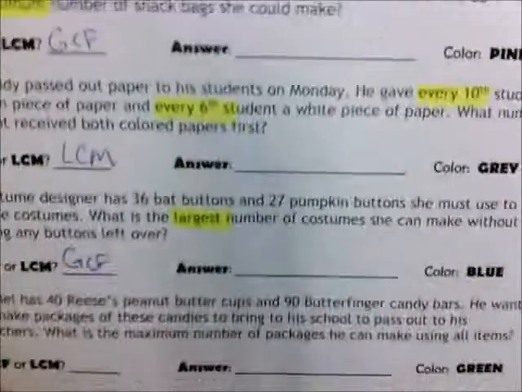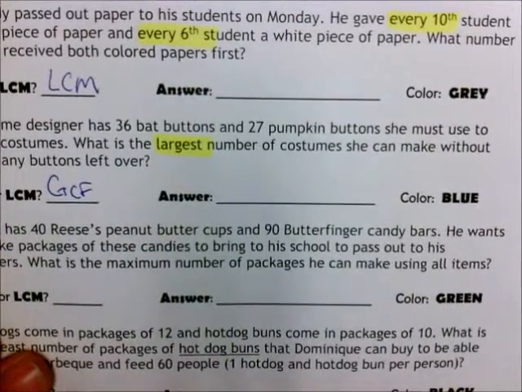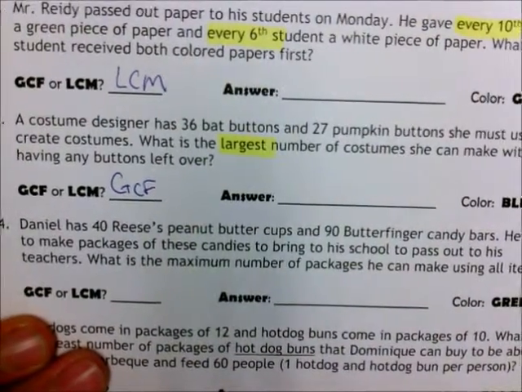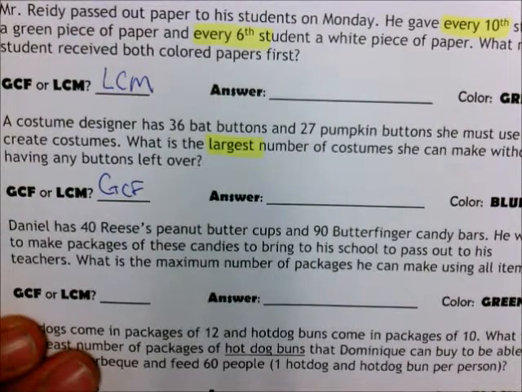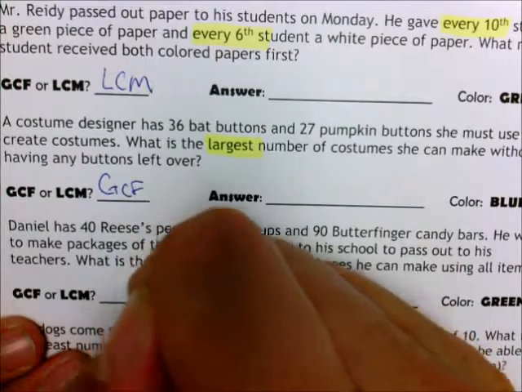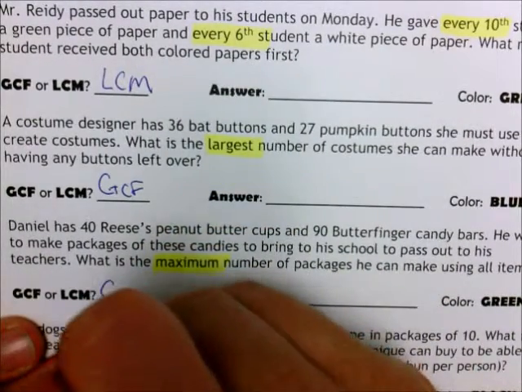All right. Daniel has 40 Reese's peanut butter cups and 90 Butterfinger candy bars. He wants to make packages of these candies to bring to school and pass out to his teachers. What is the maximum number? All right. Once again, maximum number of packages. So that's going to be GCF.